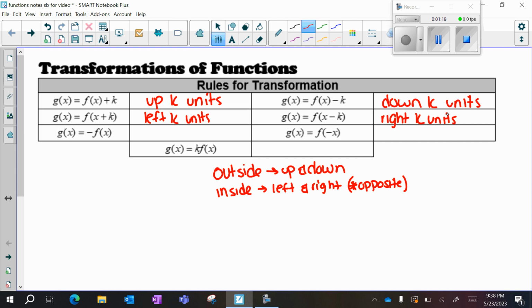A negative is a reflection, and depending on whether it's the outside or the inside tells me what we're doing. So outside is up and down, which means that since my negative is on the outside, I'm flipping vertically. So it's a reflection over the x-axis. Inside means I'm moving horizontally, left to right. So I have a reflection over the y-axis.